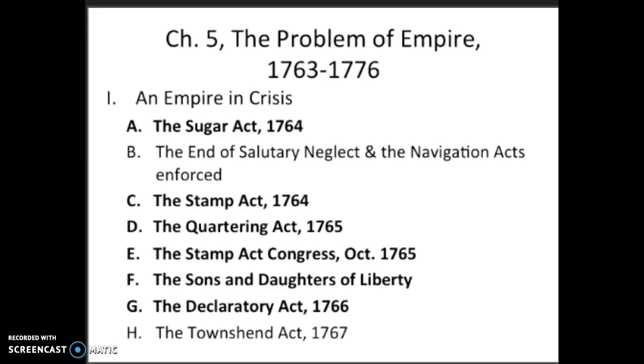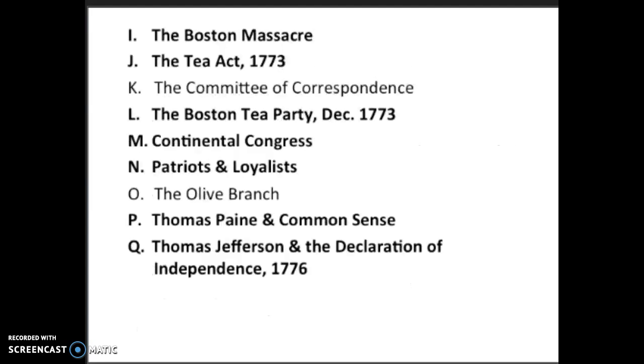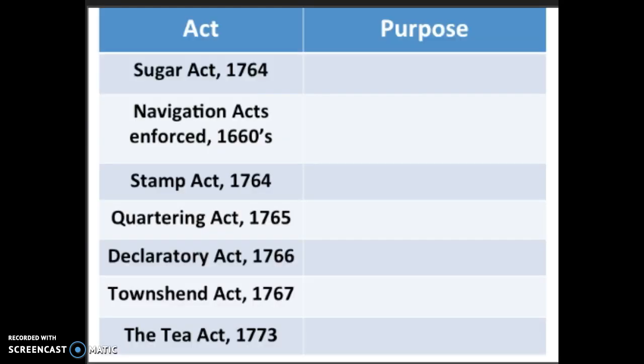Alright guys, this is chapter 5, the Problem of Empire, 1763 to 1776. You see your key terms here. We're also going to be doing a chart. I think this chart is going to make it easier for you guys to identify the different acts that Britain passed leading up to the American Revolution and the purpose.